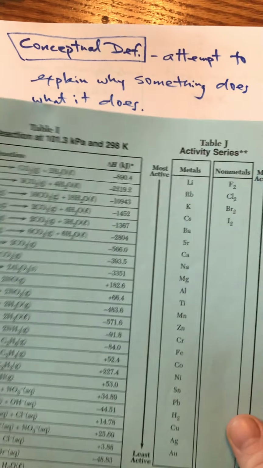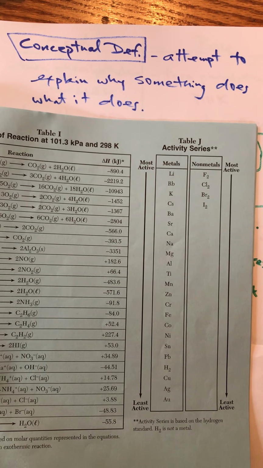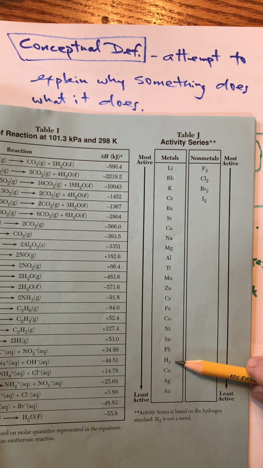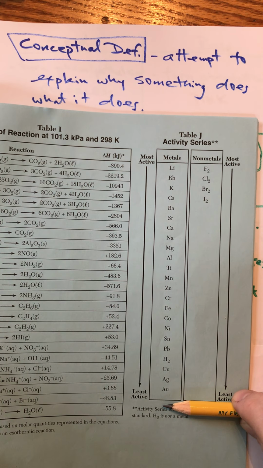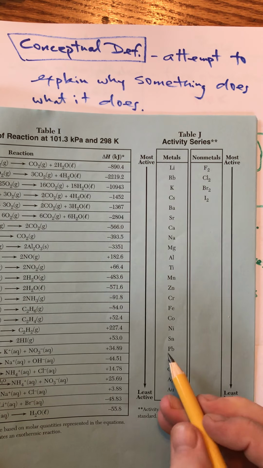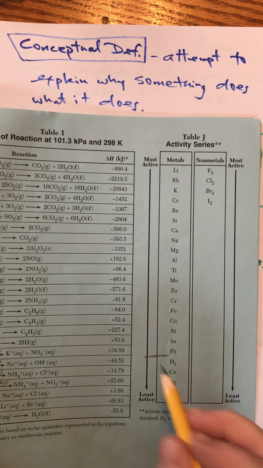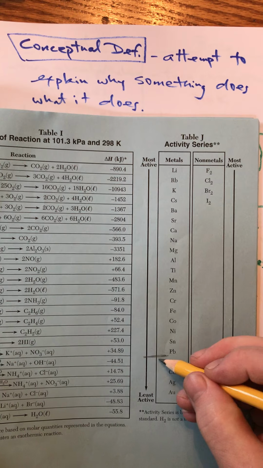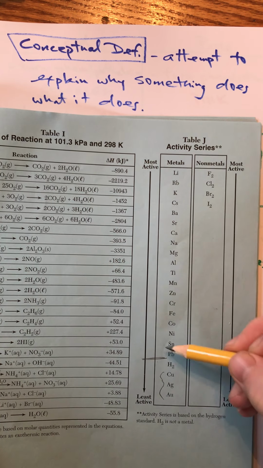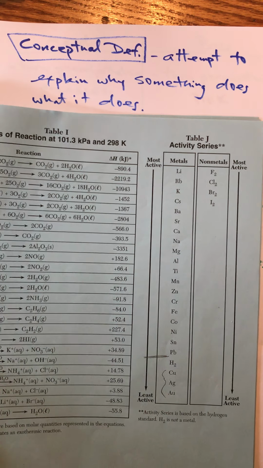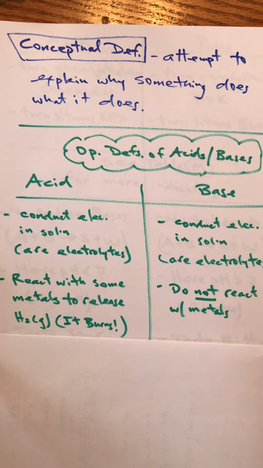But if you look briefly at Table J and you find hydrogen down toward the bottom, you'll note that copper, silver, and gold will not react with acids, but anything above hydrogen will. So you might want to get Table J here, just make a little line here. These things do not react with acid, these three right here. All of these will. Bases, on the other hand, they don't react with metals. Kind of boring in that regard.